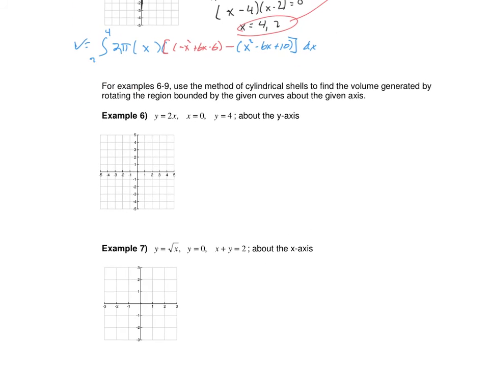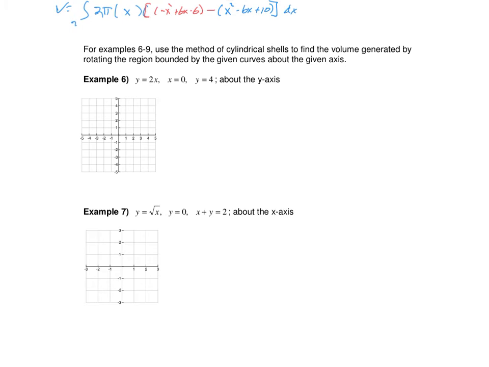We feel pretty good. All right, example 6 through 9: use the shell method around the given axes. Now we're going to go with y equals 2x. So I've got up 2 over 1, up 2 over 1. I've got x equals 0, and then I've got y equals 4. In our representative region, I'm going to draw a representative slice. They want me to revolve around the y-axis. It's good because that means it's a shell technique.